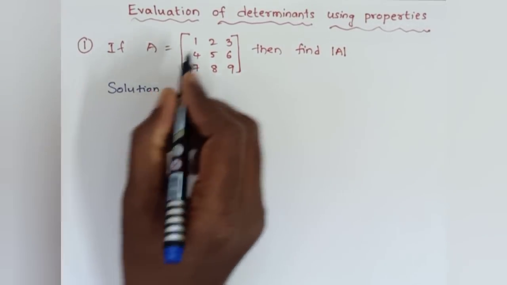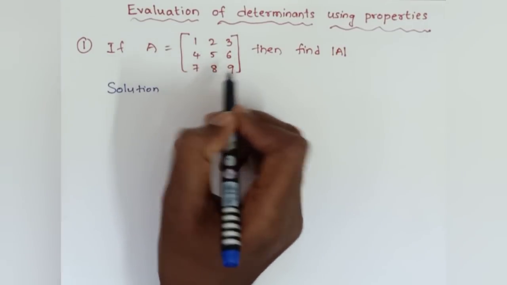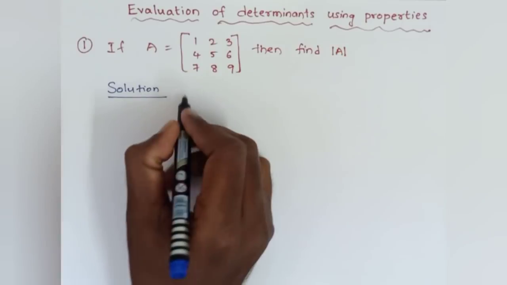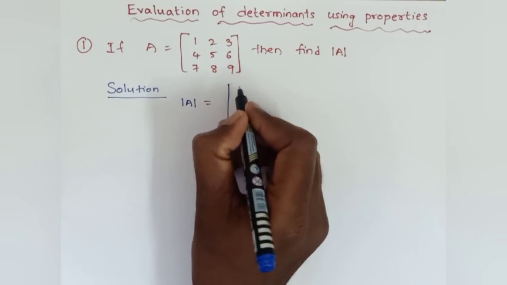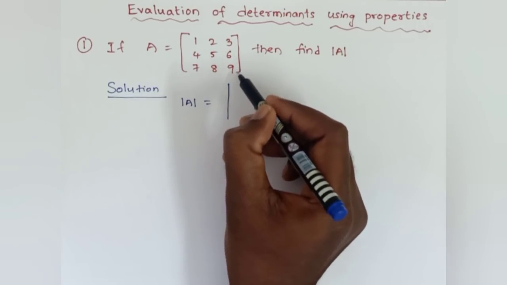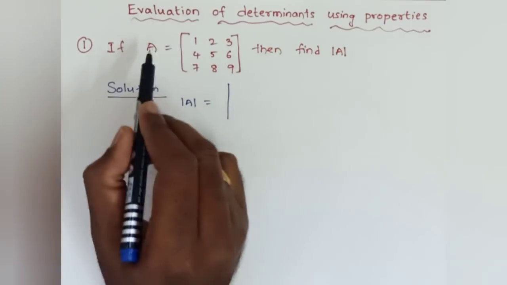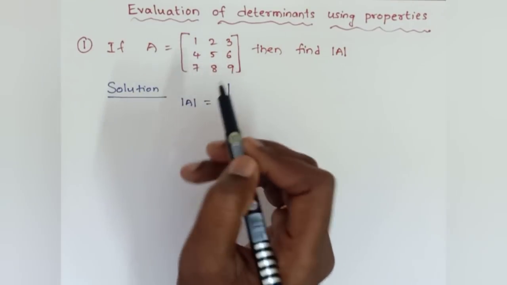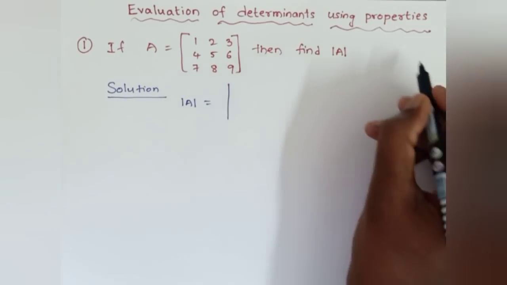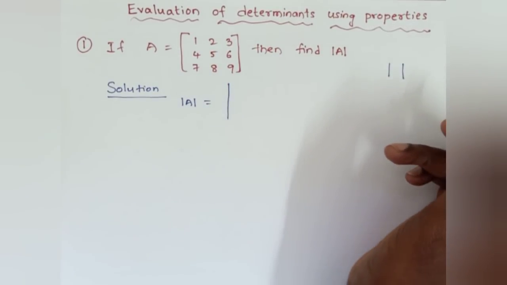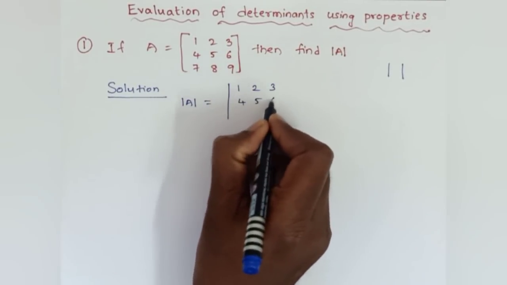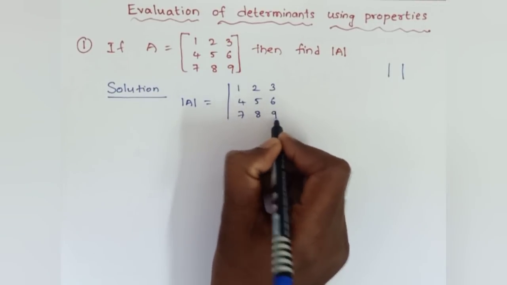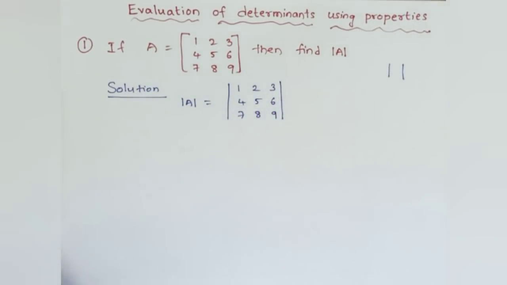So the elements are like consecutive numbers 1, 2, 3, 4, 5, 6, 7, 8, 9. Now here the determinant of A, so det A can be written like this. You need to concentrate on these symbols. The matrix is denoted by square brackets, and the determinant will be like a modulus. So it is 1, 2, 3, 4, 5, 6, 7, 8, 9. You know how to evaluate the determinant of a 3 by 3 matrix by using the definition of the determinant also.